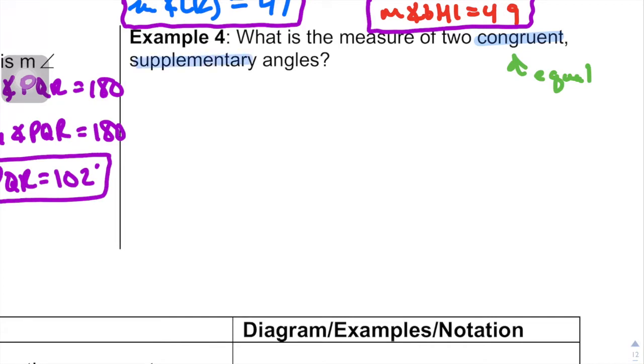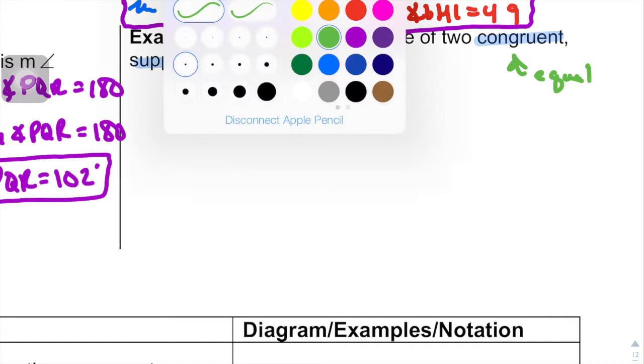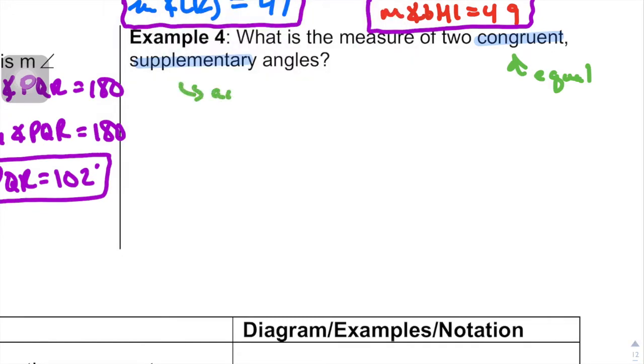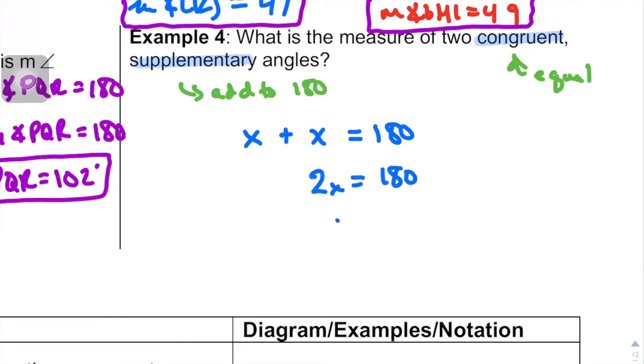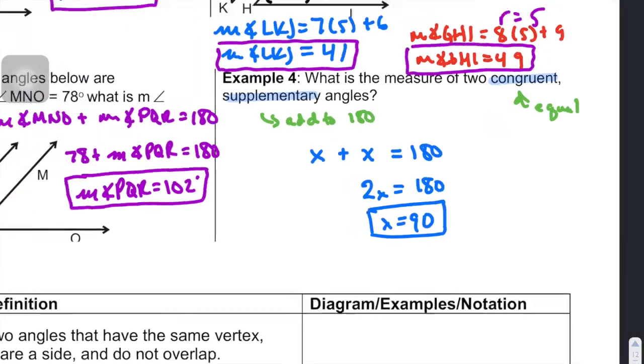Supplementary again means adds to 180. So we should be thinking add to 180. So we've got two angles, they add up to 180, and we know those two angles are equal. So we may not know what they are, but whatever those angles are, we'll call them x. They have to add up to 180. Well, we've got an equation, we can solve this. So each angle is 90 degrees.